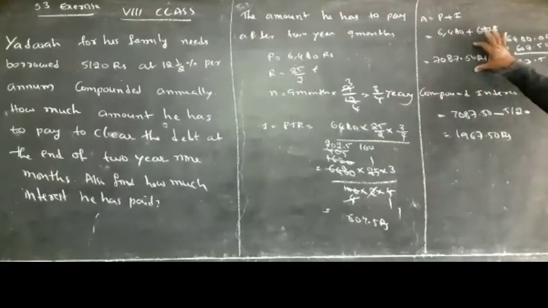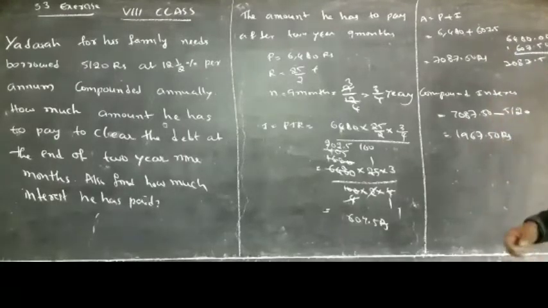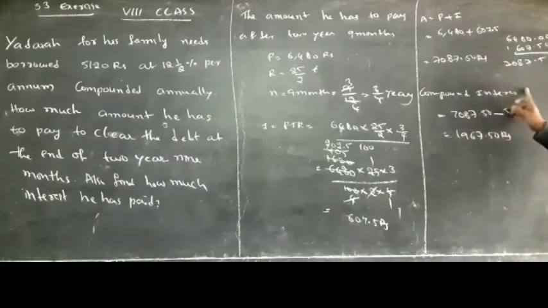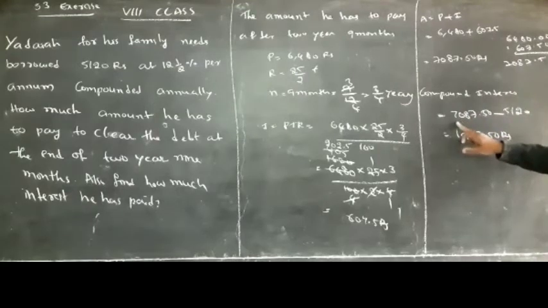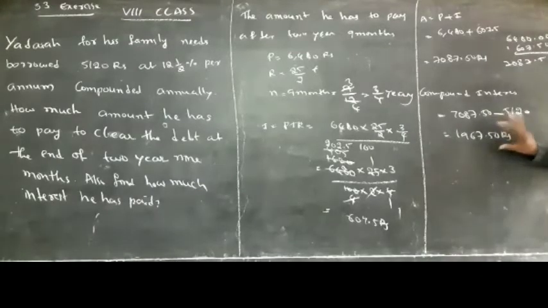What is the compound interest? How much interest did he pay in 2 years 9 months? So the compound interest he paid is equal to 7,087.50 minus 5,120. So he paid 1,967.50 rupees in 2 years 9 months. So this is the compound interest.